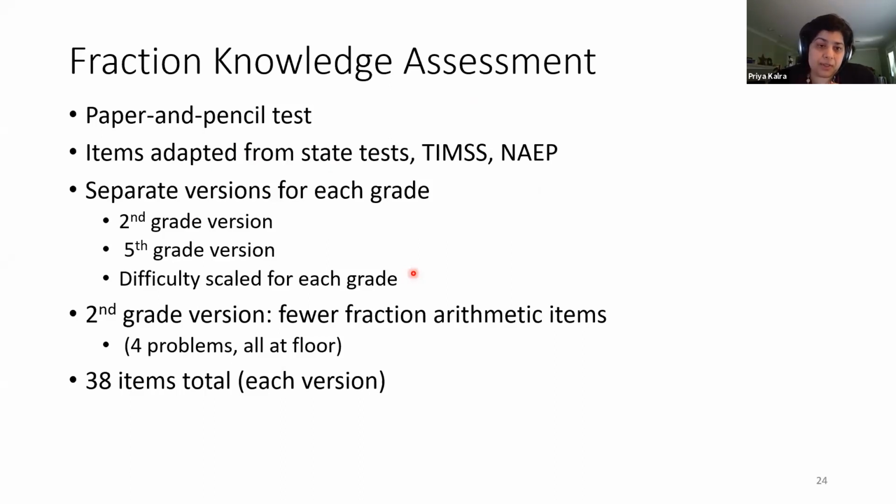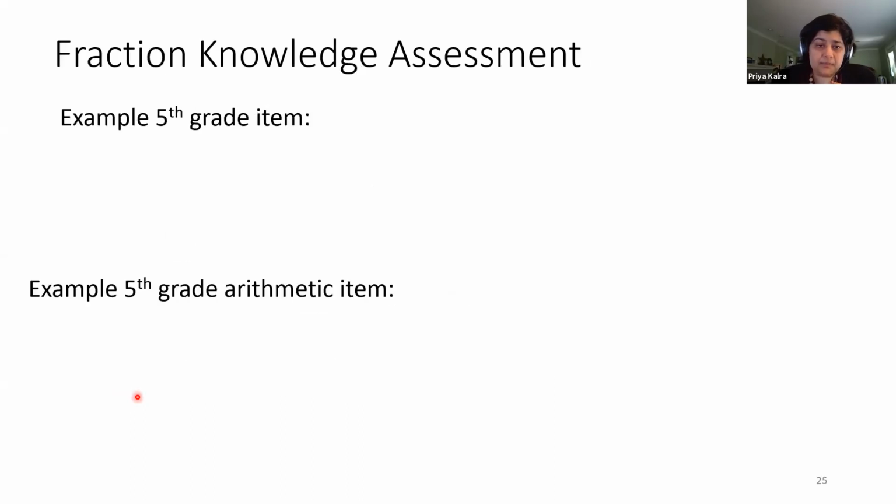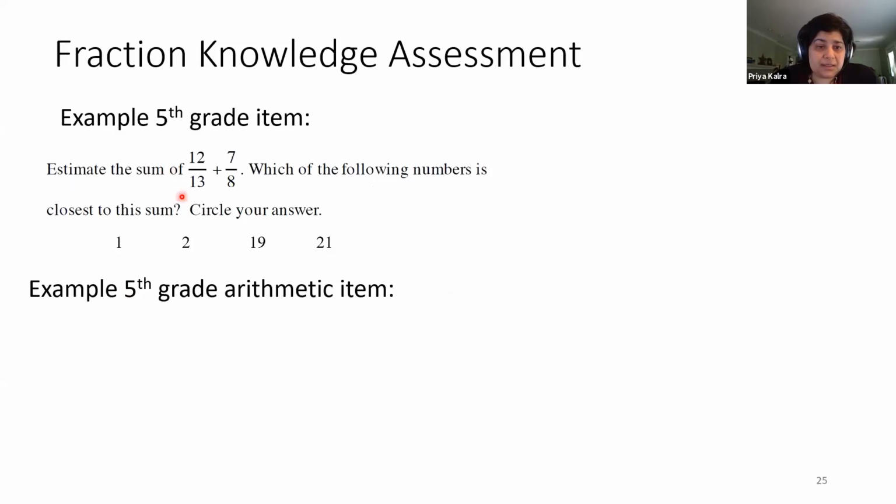And one of the concrete ways that you can see that is that the 2nd grade version has very few fraction arithmetic items, whereas the 5th grade version, I think maybe a third of it is fraction arithmetic items. It has about 38 items total, which doesn't matter too much because I'll be presenting the proportion correct. Okay. Well, just to give you a little taste, here's an example of a 5th grade item. Estimate the sum of 12/13 and 7/8. So this is not necessarily an arithmetic item.